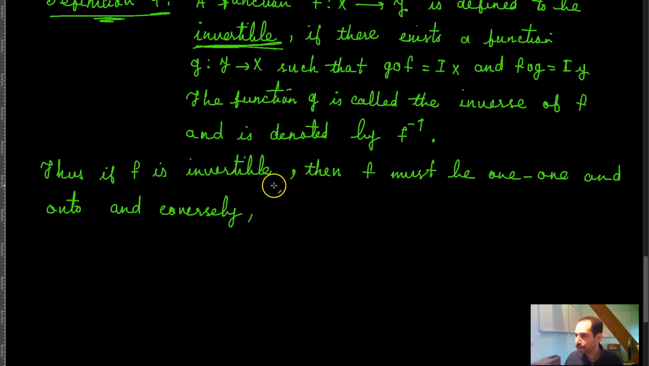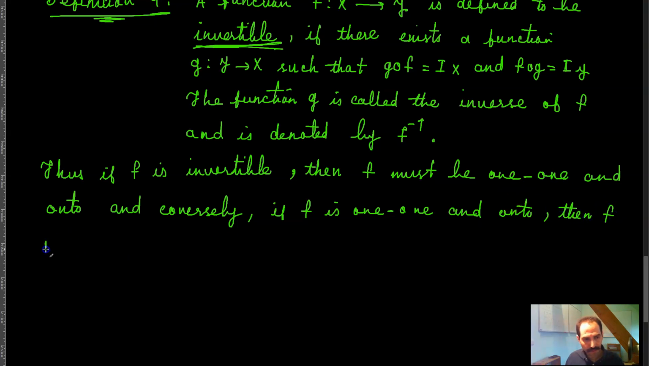And conversely, if f is 1-1 and onto, then f must be invertible.